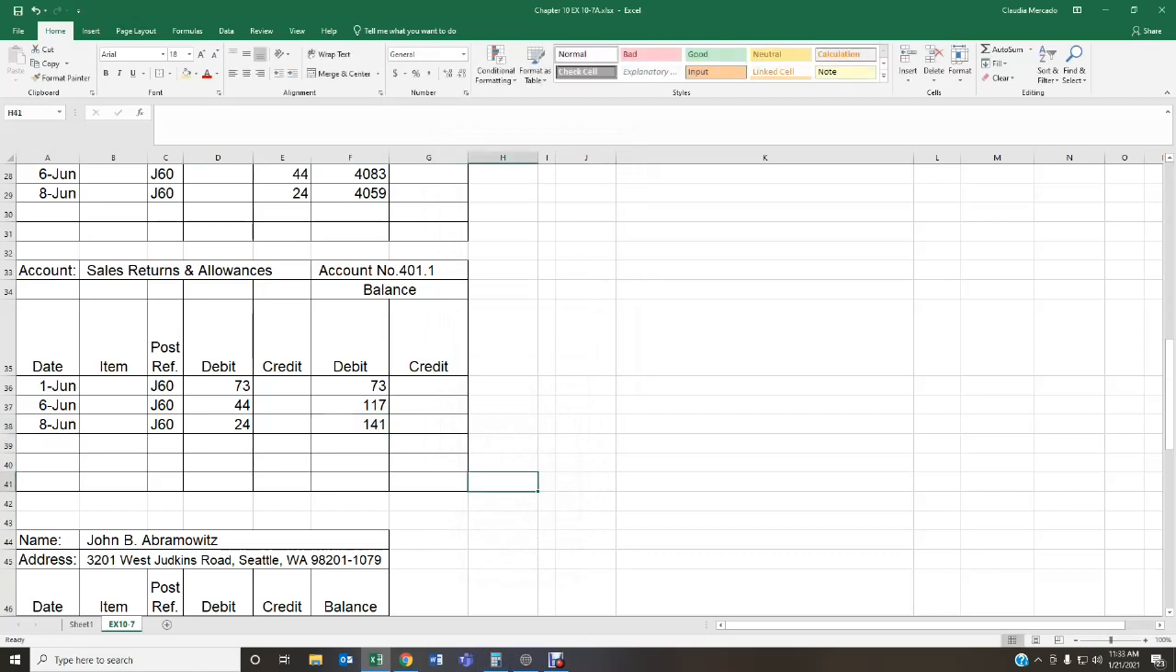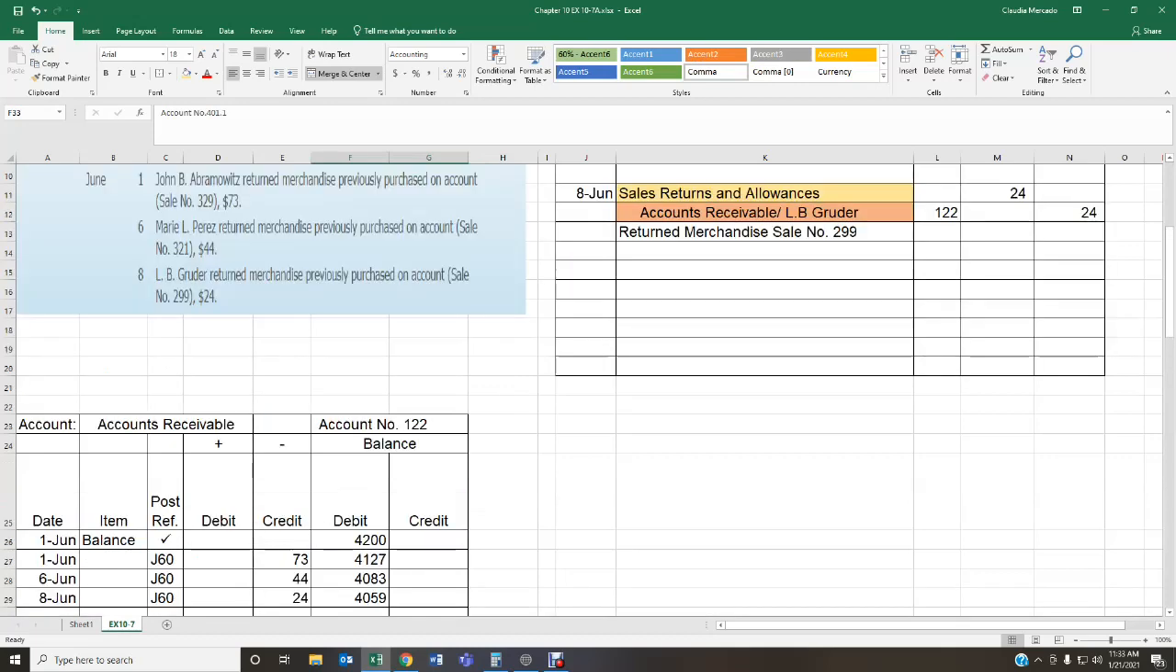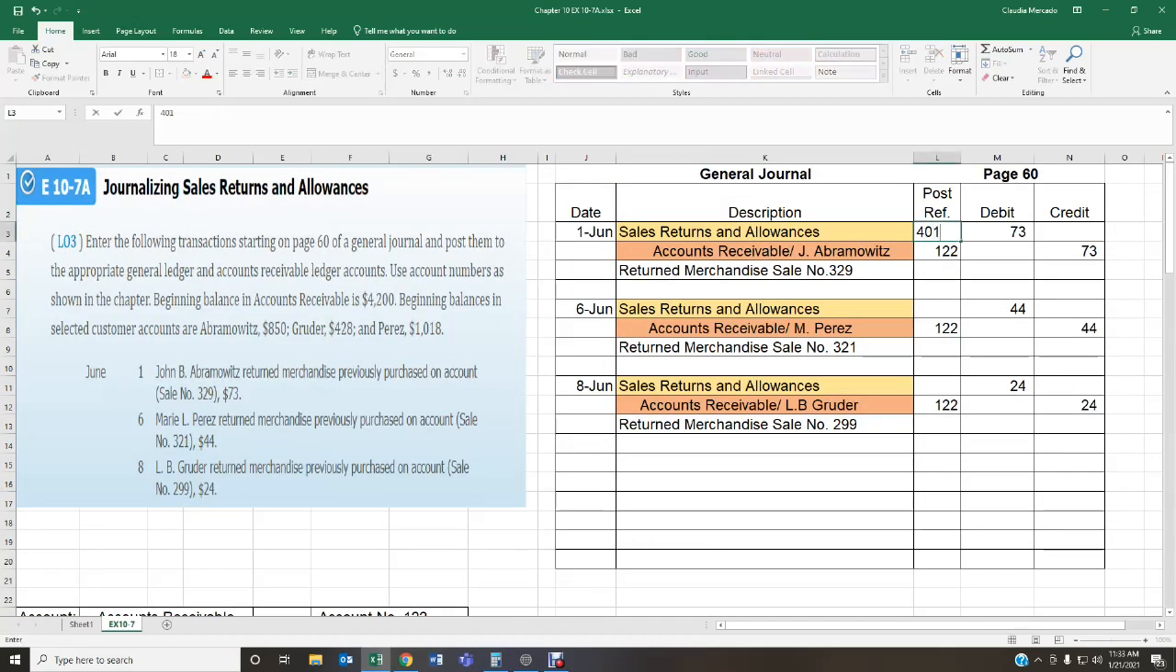Okay. So now I've transferred three transactions from my journal. I'm going to go back to my journal and I'm going to enter my account number, which is 401.1. Okay. 401.1 is my general ledger for the sales returns and allowances. This tells me that I've posted all of my sales returns and allowance transactions to general ledger 401.1 and my transactions to my accounts receivable ledger 122.